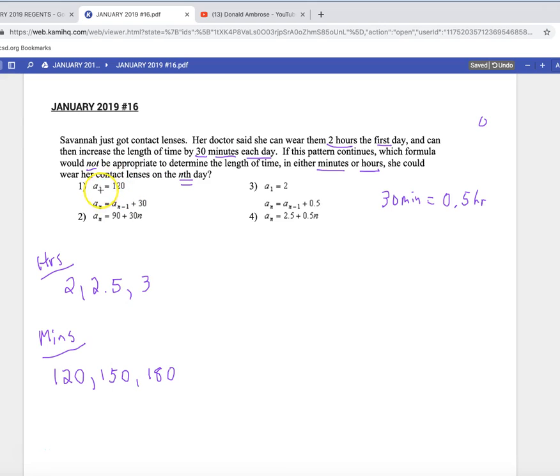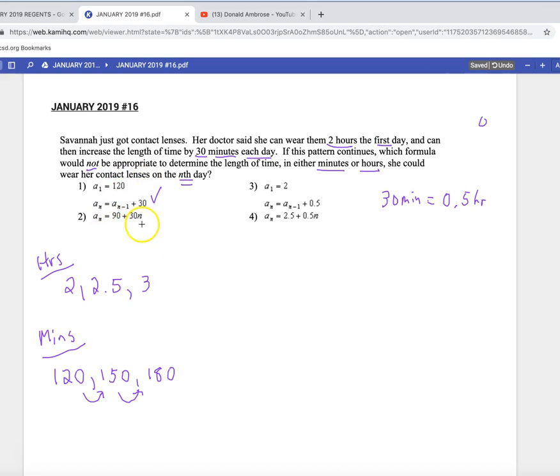So the first choice is a recursively defined sequence. The first term is 120, which appears like we're dealing with minutes, and that is the correct first term. The second part of the recursive formula, a sub n minus 1, means the term prior to this term, and it's saying that to go from one term to the next, we just need to add 30 each time. If we're dealing with minutes, that's exactly how we proceed from one term to the next. We just add 30 minutes. So choice 1 is a correct formula. That's not our answer, unfortunately.